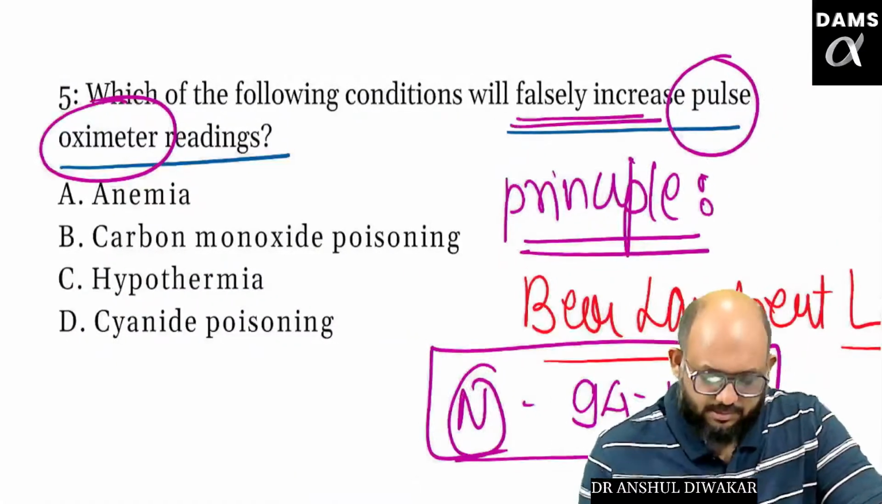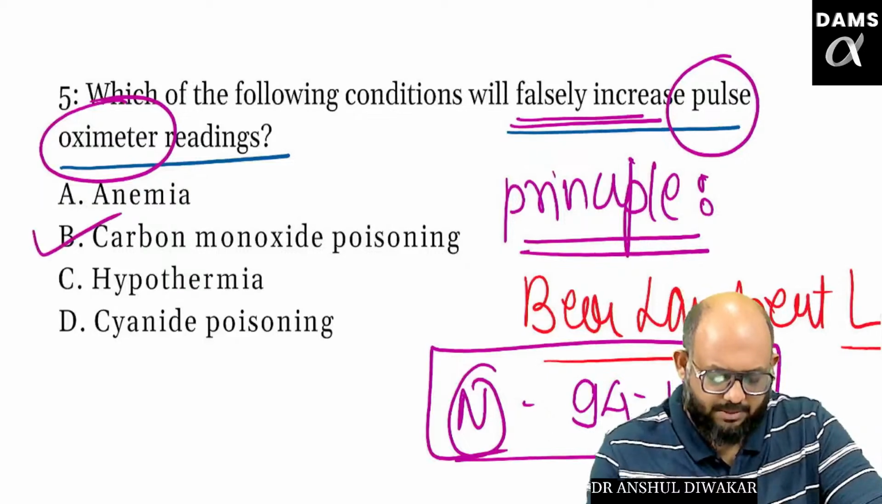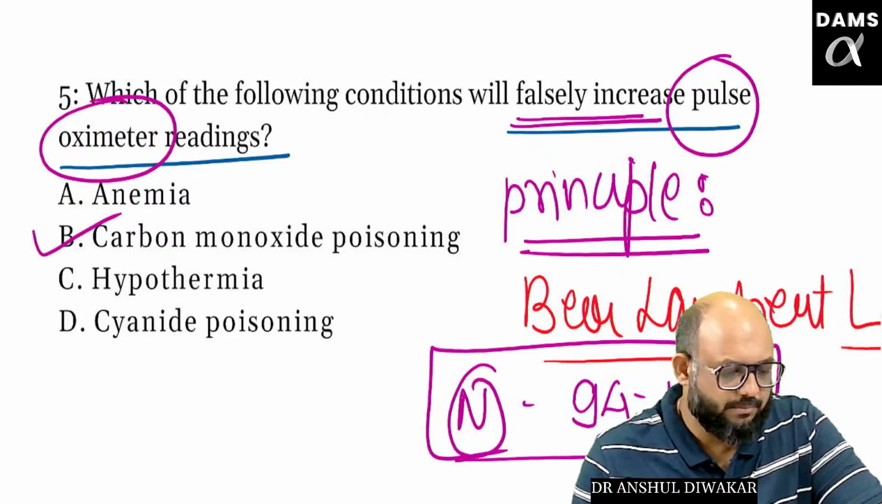For false increase, there is no all except. So there is only one example, carbon monoxide poisoning.